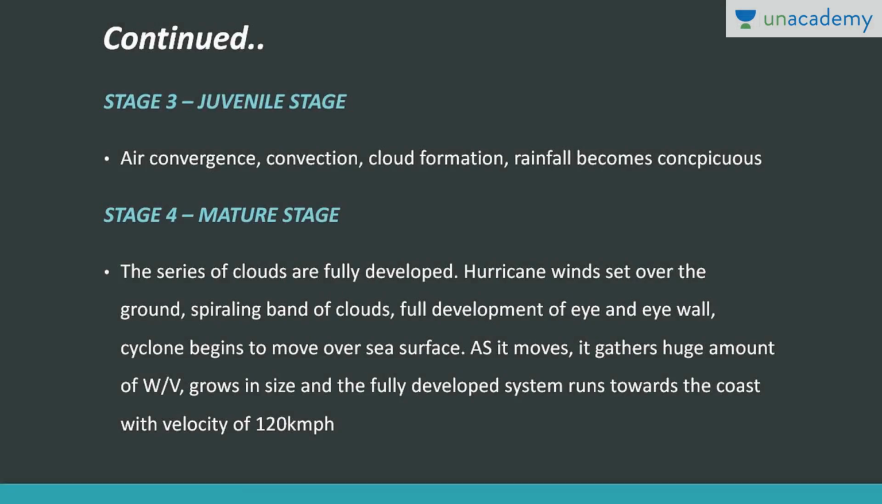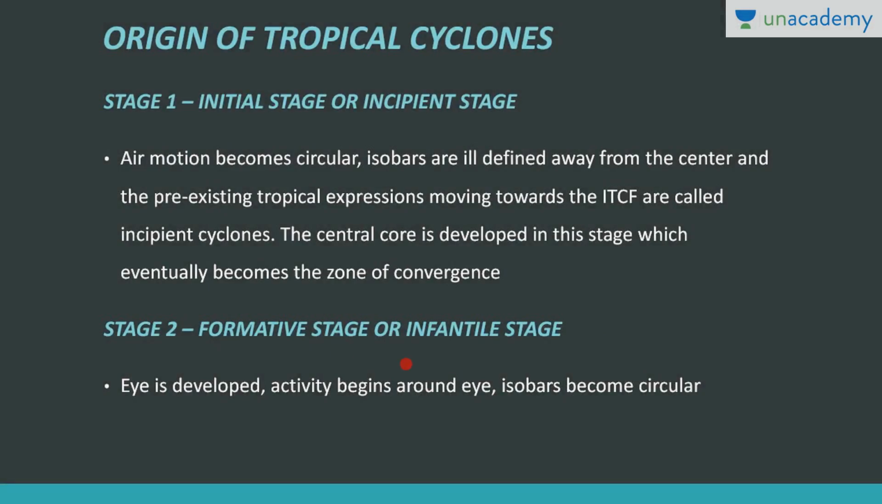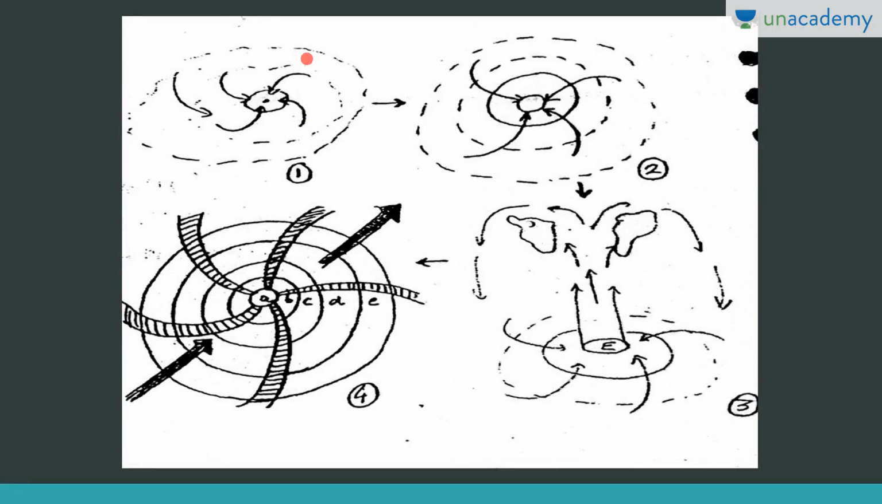Now in the second stage, that is the formative stage, the eye will be developed and activity will begin around the eye, and in this case you can see that isobars are becoming circular. In the first one isobars were ill defined, but in this case the eye has developed. This one is the core, this is the eye, then gradually these isobars are getting developed.